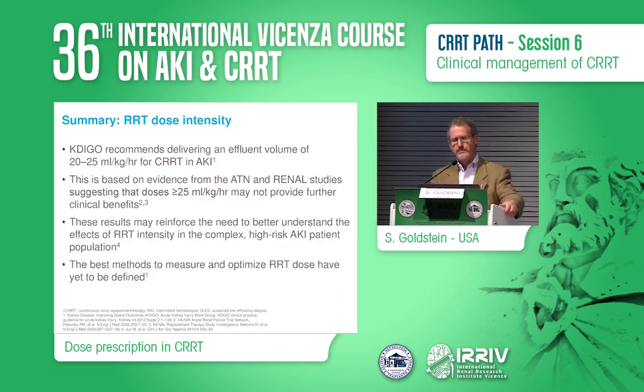So in terms of dose intensity, KDIGO recommends delivering an effluent volume of 20 to 25 mils per kilo per hour, and those two numbers are picked because of the ATN lower limit and the renal lower limit. This is based on the evidence from these two studies, and they reinforce the need to better understand the effects of RT intensity in the complex high-risk patient population. And the best methods to optimize RT dose have yet to be identified.